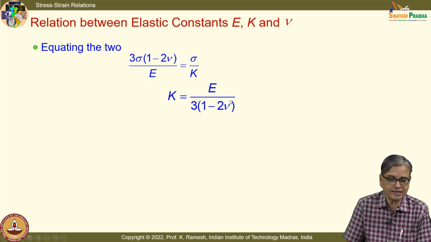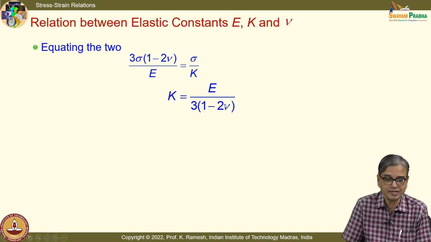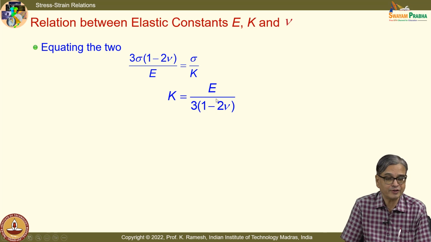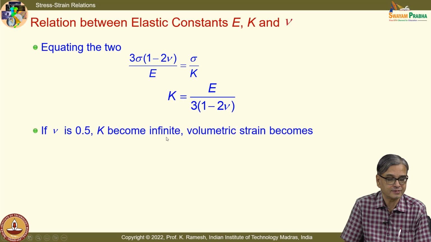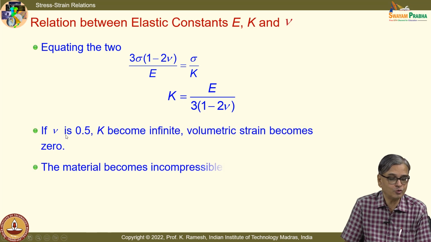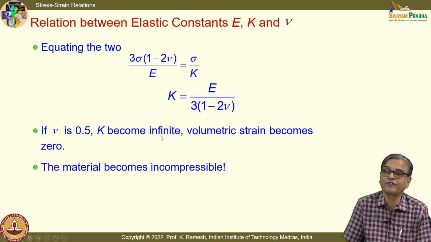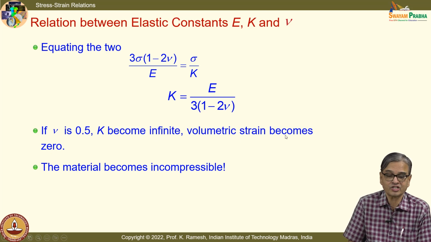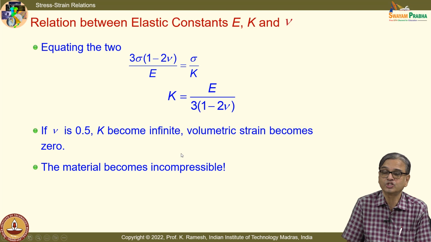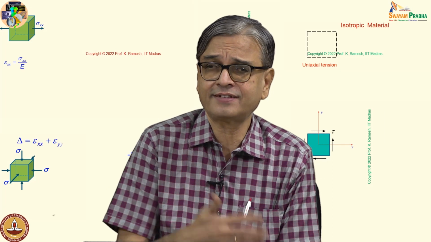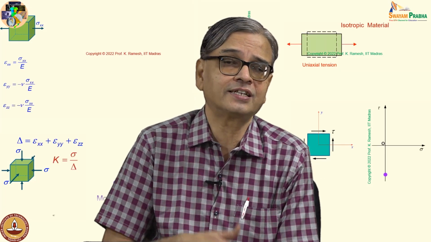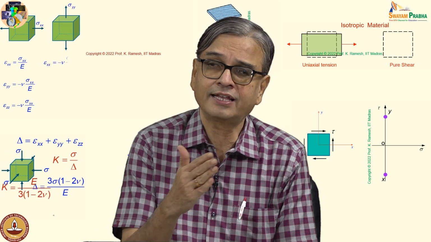And what you have here gives me a limiting value of nu, the highest value nu can take, because I cannot have this go to 0. If it goes to 0, I get this as infinity. So, when nu is 0.5, K becomes infinite. Volumetric strain becomes 0. So, one limiting value of nu is 0.5, and you have this idealization. See, these are all justifications when you say the material is incompressible and then do the analysis.